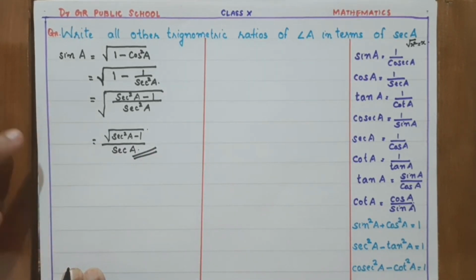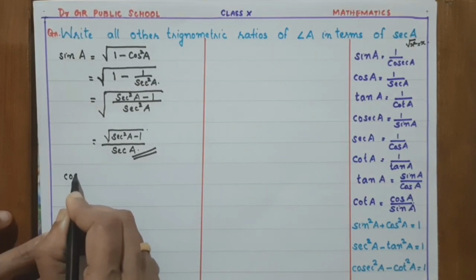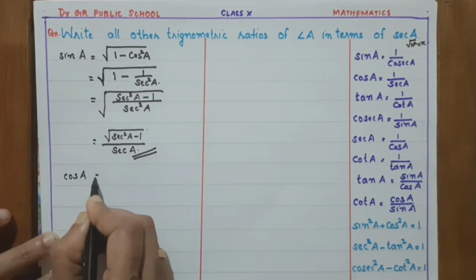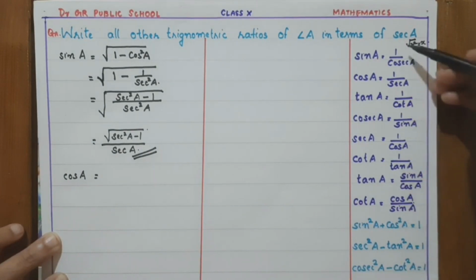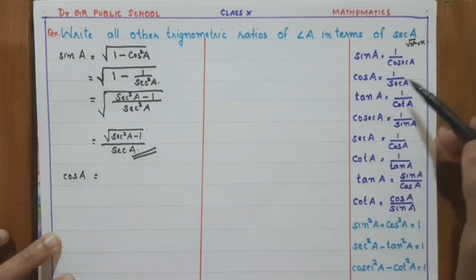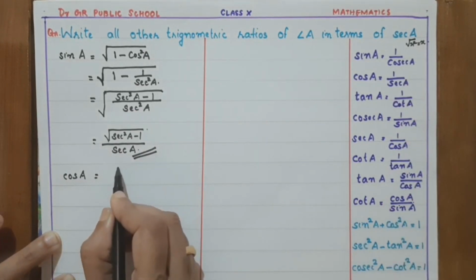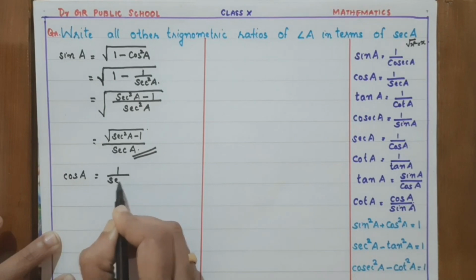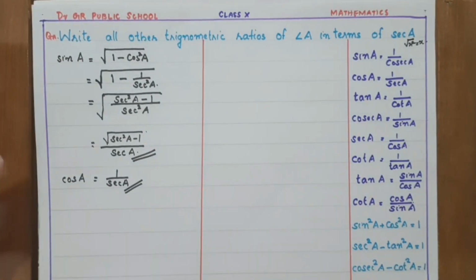Now what is the next trigonometric ratio? Cos A. Okay, so we have to write cos A in terms of sec A. See, how can we write? Just go through this relationship. It is very easy, isn't it? Cos A is equal to 1 by sec A. So we can write that directly. Now we have expressed sin A and cos A in terms of sec A.